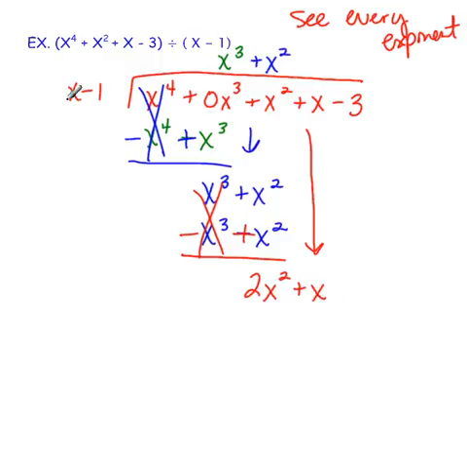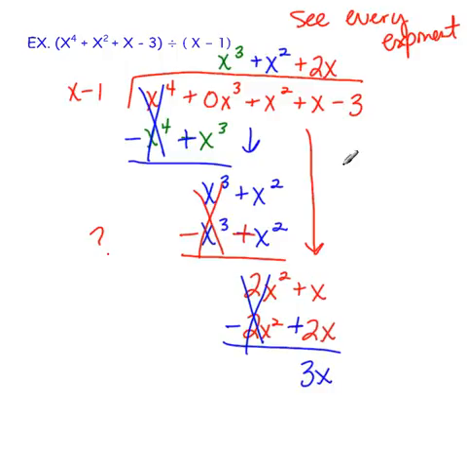All I care about is the first term on the outside and the first term on the inside. X times what will give you 2x squared? You got it. 2x. Here we go. Let's multiply. 2x times x is 2x squared. 2x times negative 1 is negative 2x. Draw your line, change your signs, then combine. These two cancel. 1x plus 2x is 3x. Last time to bring this on down.